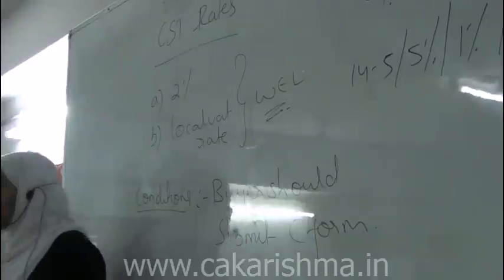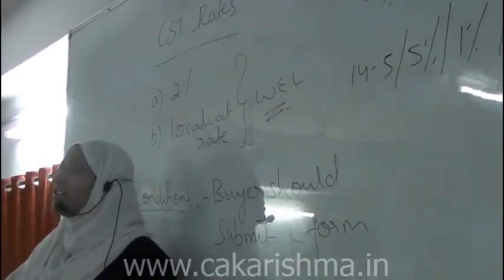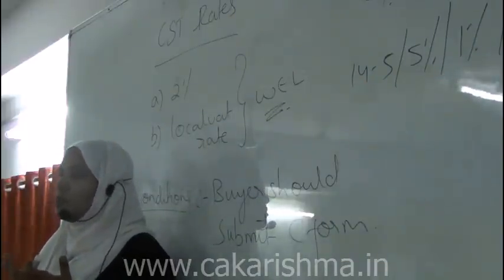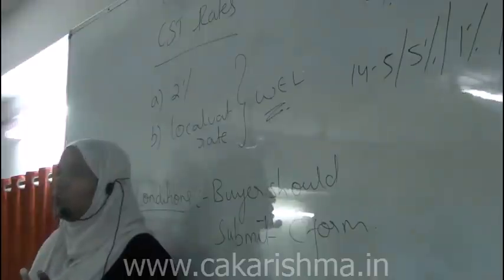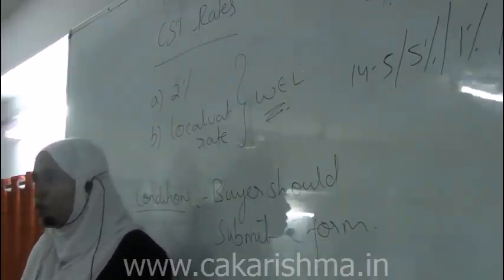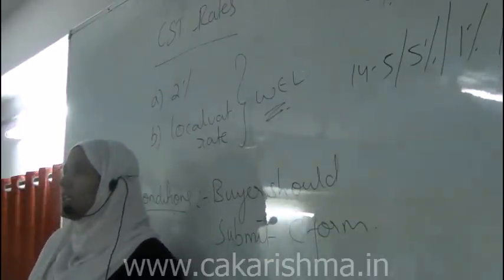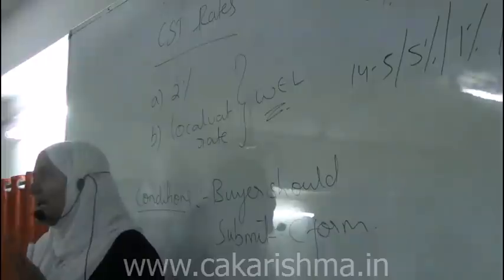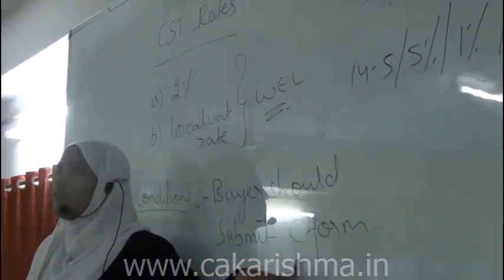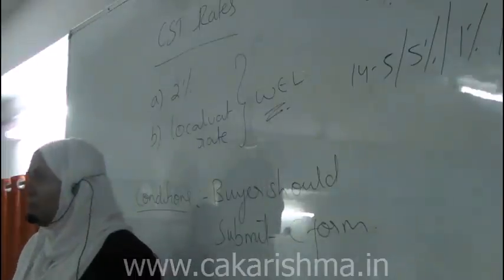Buyer should submit C form. Now what do you mean by submitting C form? Who can submit C form? Registered dealers. That means the buyer is either a distributor or manufacturer or wholesaler or retailer. He is a person who is buying the goods in the course of his business. He is not buying for personal consumption. He is not an end user. Such a buyer will submit C form. Only then this concept will apply.